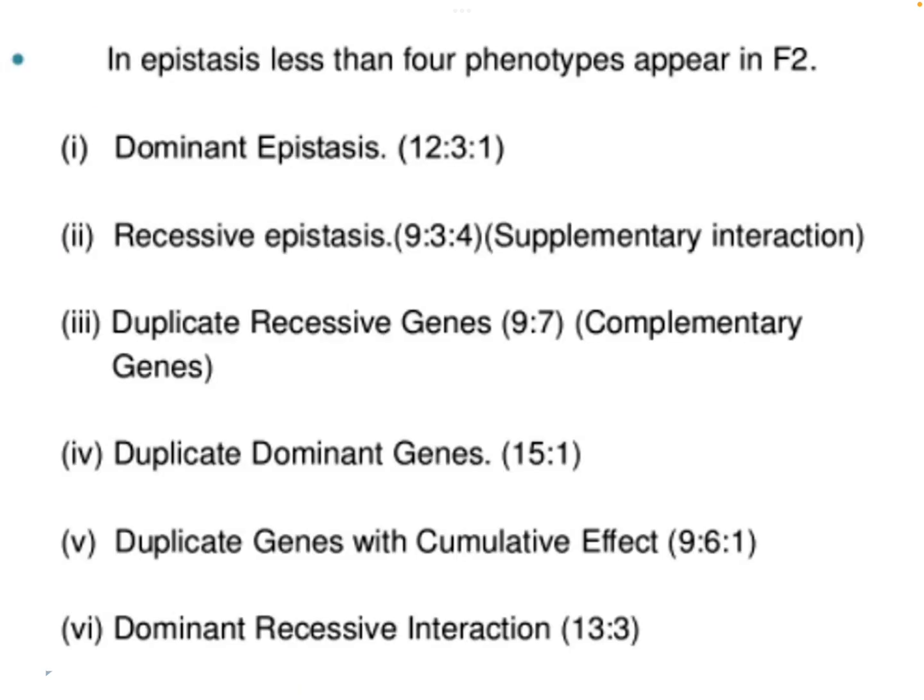Just to summarize, these are the frequencies or ratios for the different epistases. For the dominant epistasis, you will produce a 12:3:1 ratio. For the recessive epistasis, you will have a 9:3:4 ratio. For the duplicate recessive genes, 9:7. For the duplicate dominant genes, 15:1. For the duplicate genes with cumulative effect, it's 9:6:1. And lastly, for the dominant recessive interaction epistasis, it is 13:3.